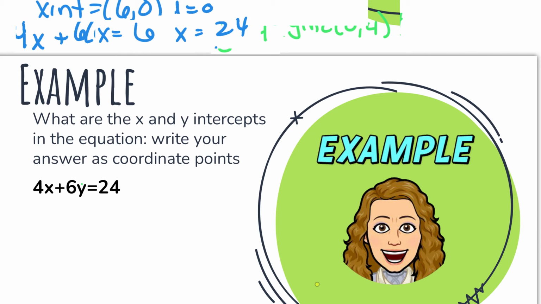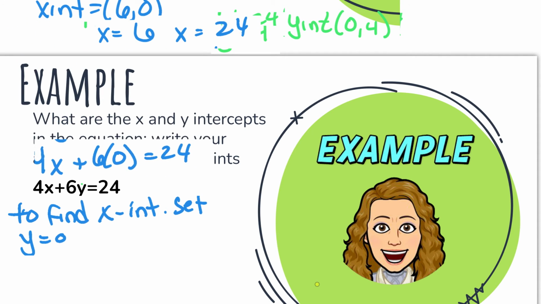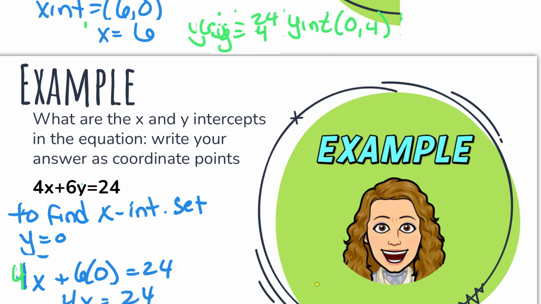If you recall, to find the x-intercept, you set y equal to 0. Then you insert it into the equation. And so you have 4x plus 6 times 0 is equal to 24. Then you solve for x. And so you have 4x is equal to 24.